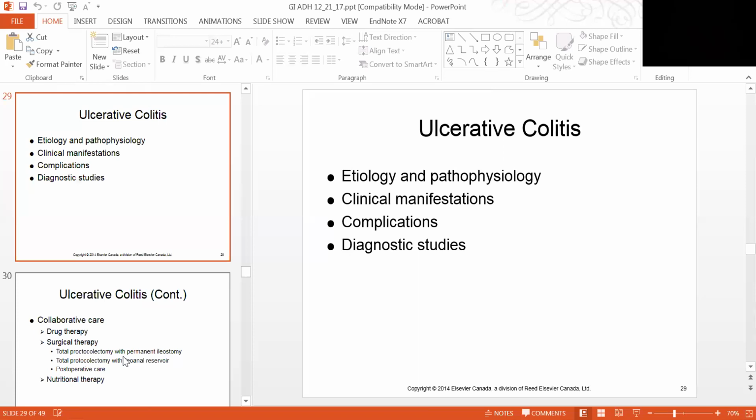The big thing with complications of ulcerative colitis is that this patient is at higher risk of developing colorectal cancer. If they've had it for greater than 10 years, they're at a really high risk of developing colon cancer, and so need to be monitored quite closely.